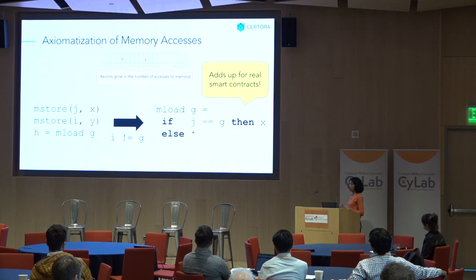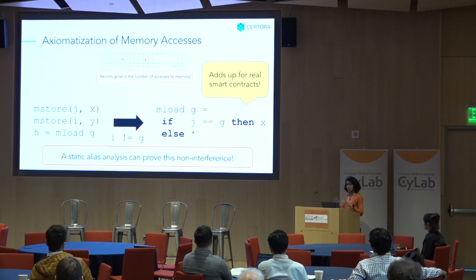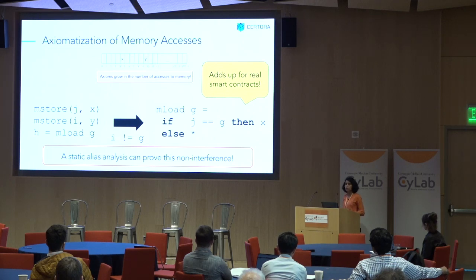This is one of the things that we do in the static analysis phase. We do a static pointer analysis of the memory to figure out these kinds of non-interfering regions of memory. By doing this, we are able to significantly reduce the complexity and size of the SMT queries. Okay, so that's one part.